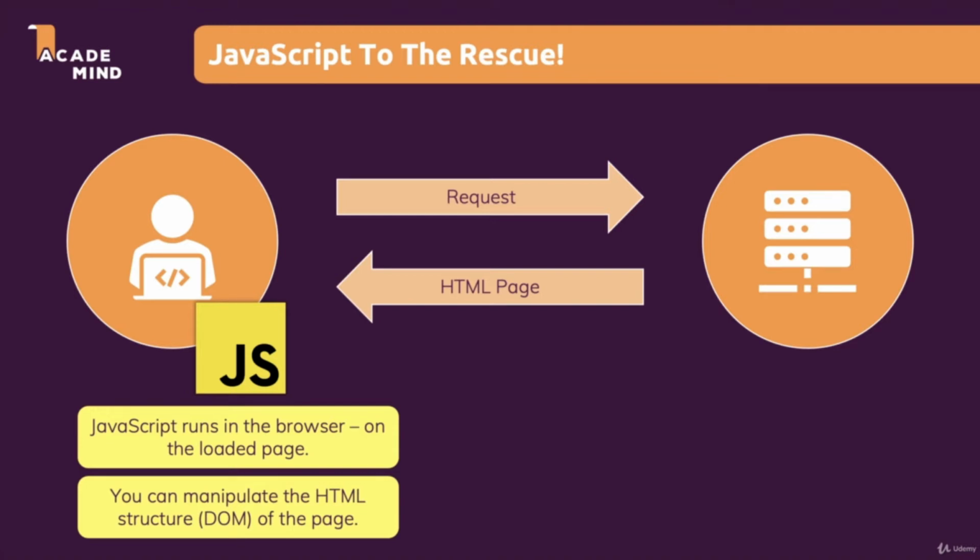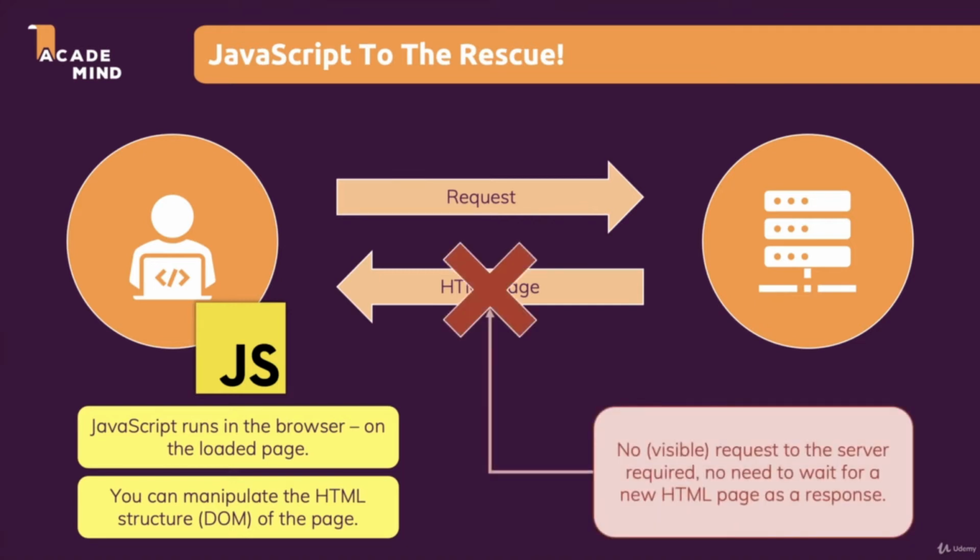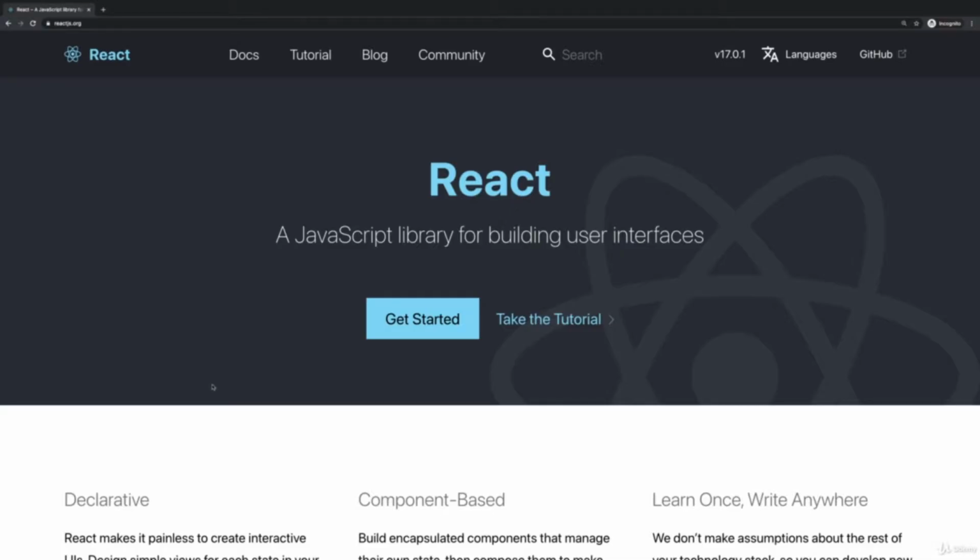And that allows us to change what the user sees without fetching a new HTML page. We don't need to request a new HTML page just to present something different to the user. So that's why JavaScript can help us. And since React is a JavaScript library, it looks like it can also help us with that. It might be an extra building block.